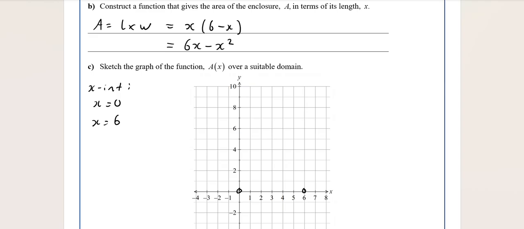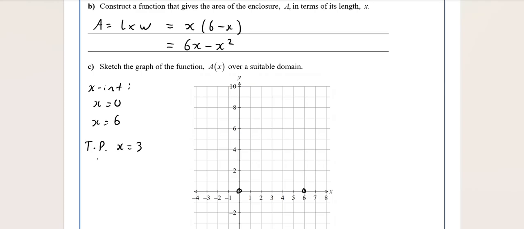Now, the next thing I'd want is my turning point. Since I've got my x-intercepts at 0 and 6, halfway in between those is going to be 3. I can figure out that the x-coordinate of my turning point is going to be at x equals 3.